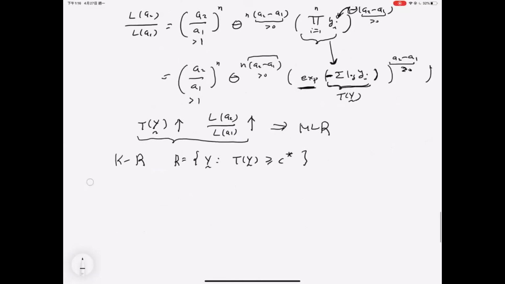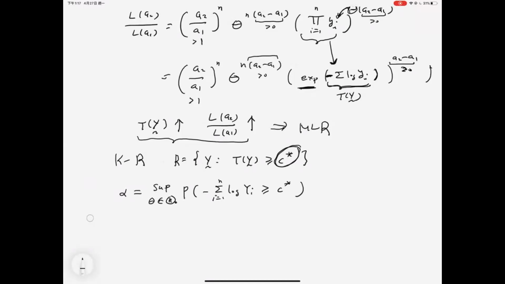Okay, but we haven't finished yet, right? We did not finish because I still need to look for the exact cutoff, C star. Okay, good. Then how do I find it? Again, using what? Using my type 1 error to find it. But right here it is more complicated, because your null hypothesis is a composite distribution. So that means T(Y) is minus the sum from i equals 1 to n of log Y_i, bigger than C star right here.